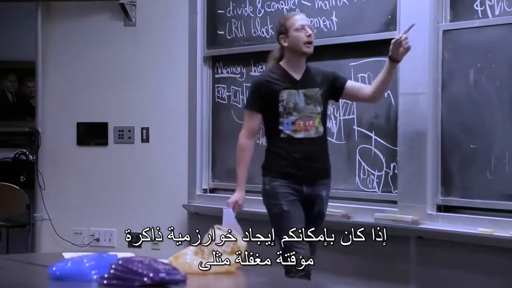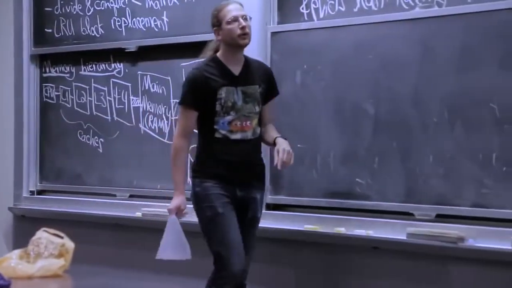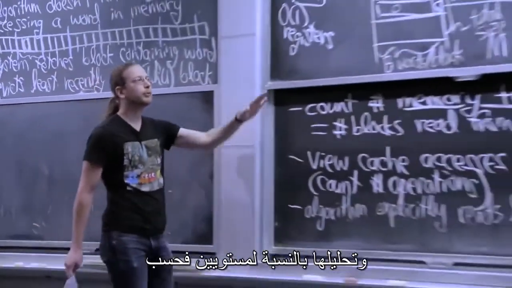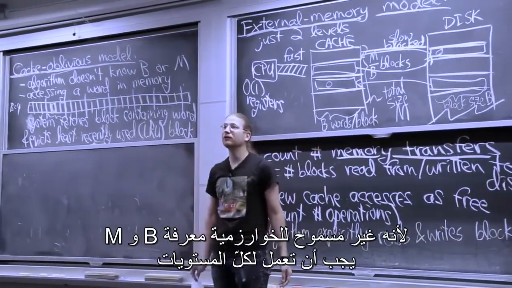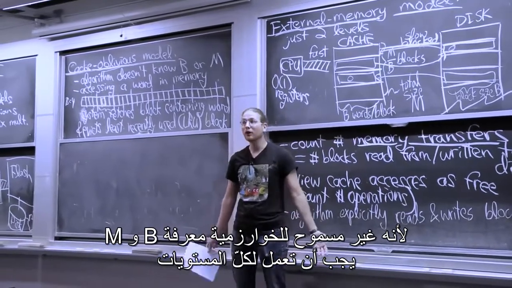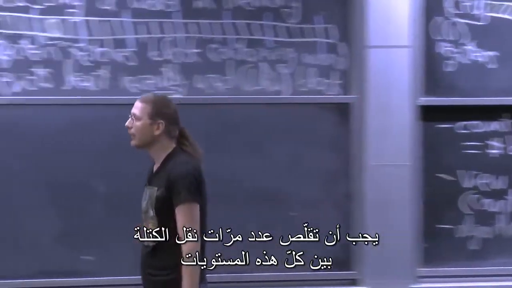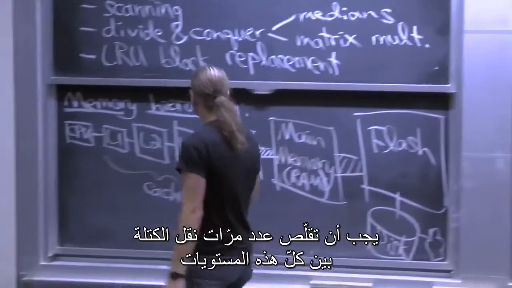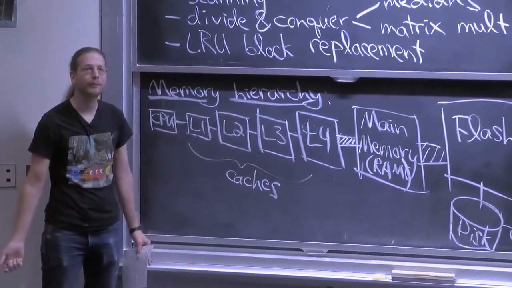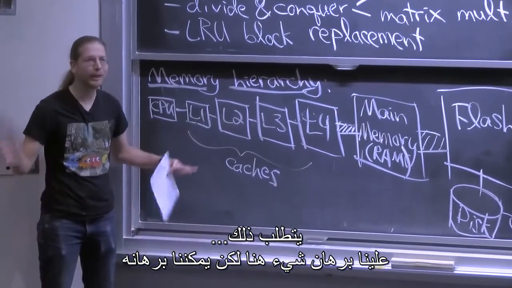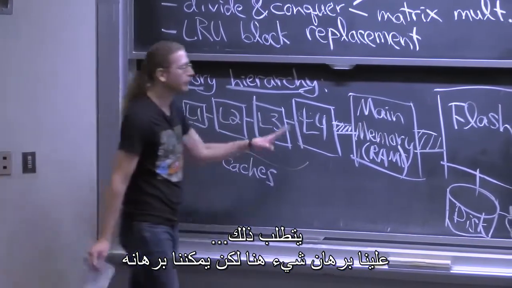If you can find an optimal cache-oblivious algorithm and analyze it just with respect to two levels, because the algorithm's not allowed to know B and M, it has to work for all levels. It has to minimize the number of block transfers between all of these levels. And so in particular, it will minimize the weighted sum of them. That's a bit hand-wavy. You have to prove something there. But you can prove it.